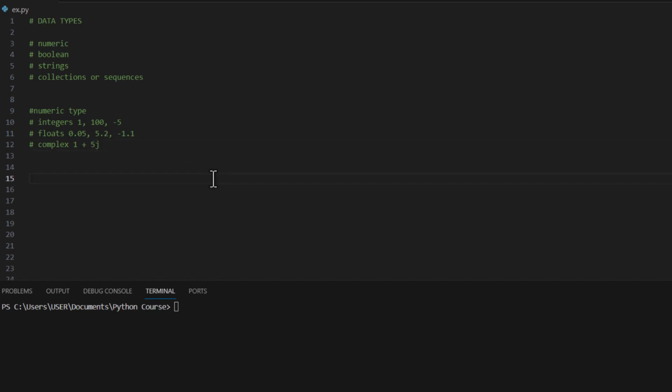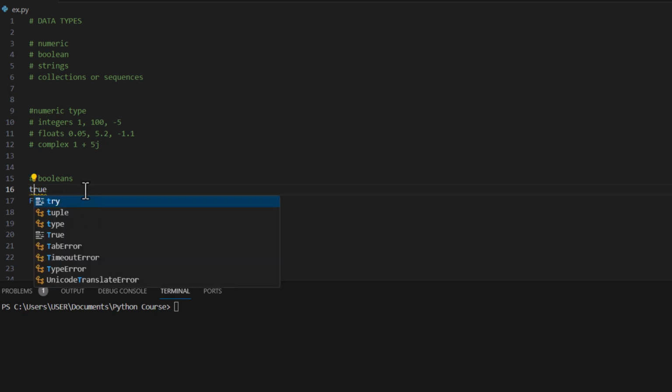Then we'll look at the Boolean types. So when we say Boolean types, we're talking about two possible values, which is True or False. So True is a Boolean type and False is a Boolean type. So keep in mind that for True, the T is in capital letter while for False, the F is in capital letter. If you write it otherwise, then you are not actually making reference to a Boolean type. So the Boolean True is capital T.